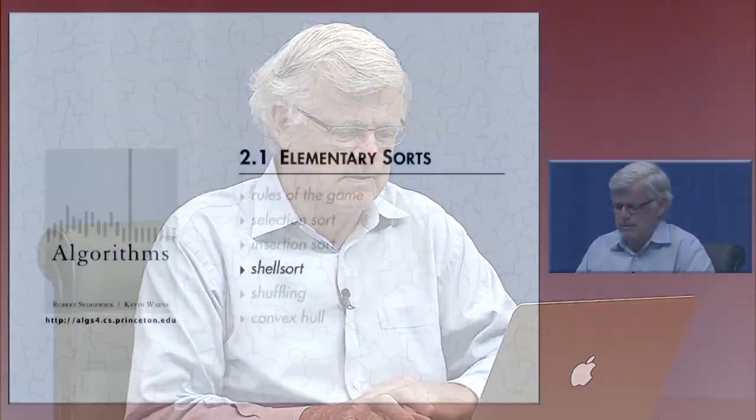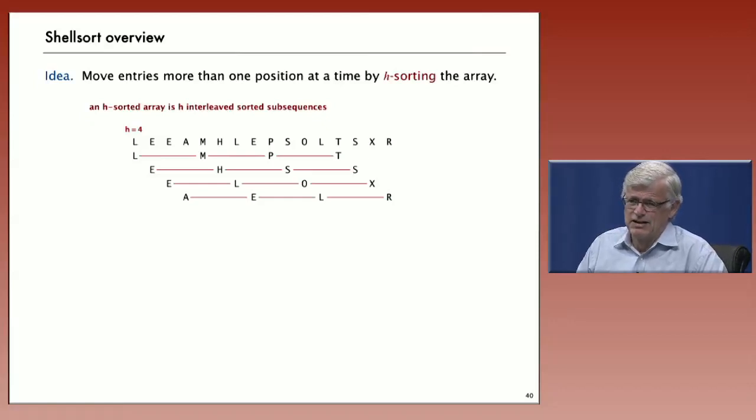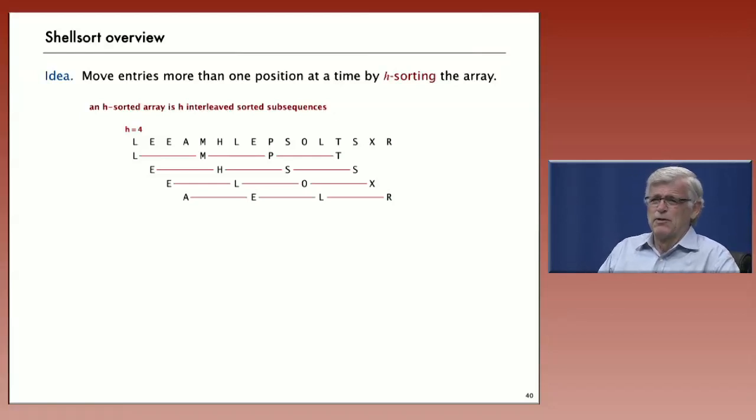Now we'll look at shell sort, which is a bit elementary on the face of it, but it's not at all elementary, as you'll see. The idea of shell sort is that insertion sort is inefficient because elements really move only one position at a time, even when we kind of know that they have a long way to go. So the idea behind shell sort is that we'll move entries several positions at a time.